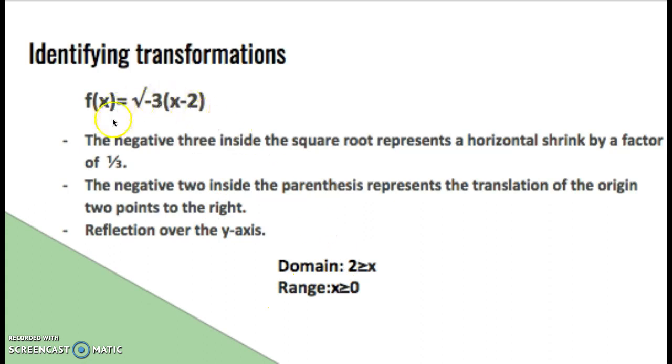The domain of this equation is every number that's equal to or less than 2, and the range is every number that's equal to or more than 0. You'll see it in the next graph. Okay, so how are we going to graph this equation?